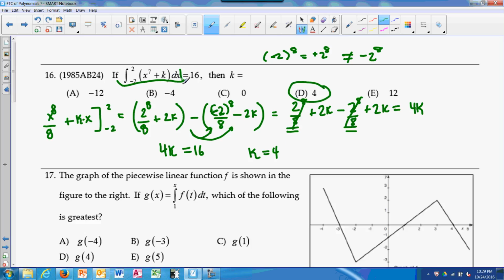Notice I only set it equal to 16 because that's the value they gave me.